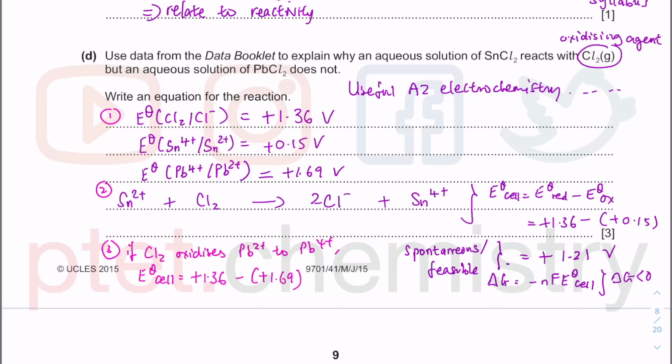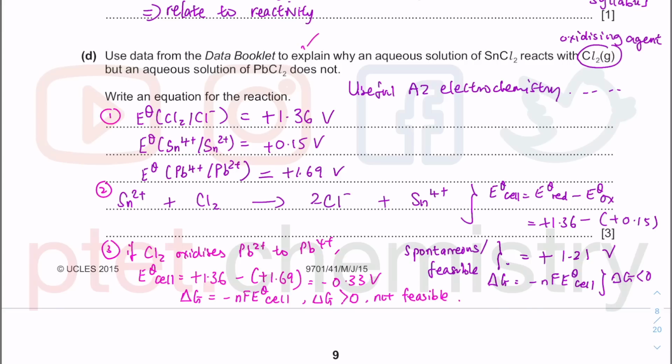As you can see, something smaller minus something bigger is going to be negative, and your calculator will show you something negative. So your delta G there is minus nFE cell. n is the number of electrons transferred, which is 2 electrons. F is a positive Faraday constant. Minus and the minus will give you positive. So delta G will be greater than 0. This is not feasible, not spontaneous.